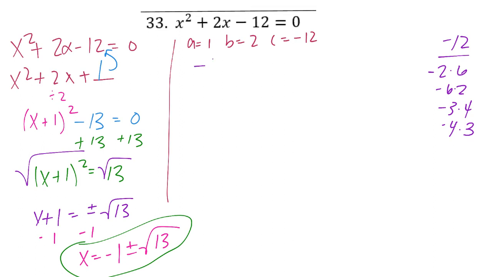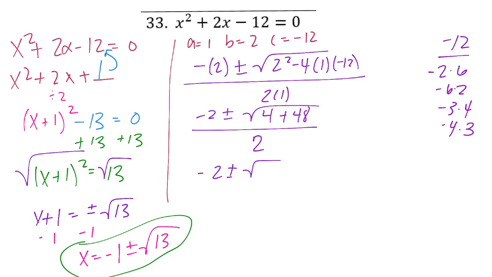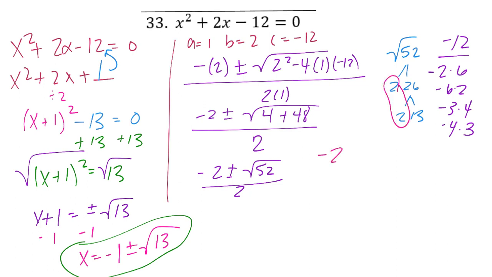So if I plug that in, minus 2 plus or minus the square root of 2 squared minus 4 times 1 times negative 12 all over 2 times 1. So negative 2 plus or minus the square root of 4 plus 48 over 2. Negative 2 plus or minus the square root of 52 over 2. And then I have to simplify that radical 52 and actually see if I can simplify it. So it's going to be 2 and 26. 26 is 2 and 13. I have a pair of 2's. So I have negative 2 plus or minus 2 root 13 over 2.